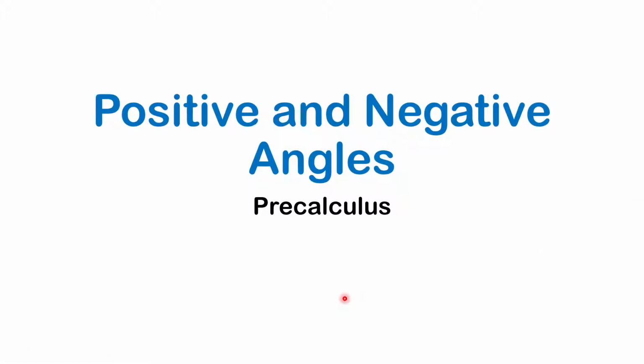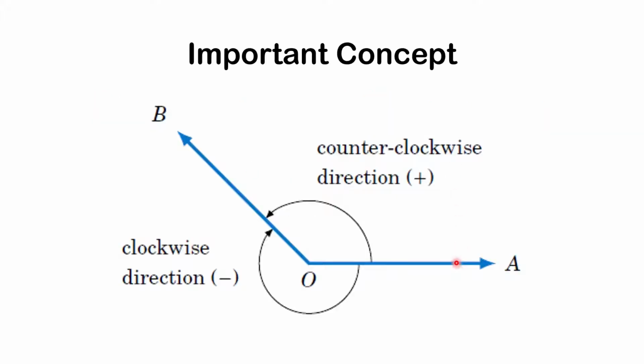For today's lesson, we are going to learn how to determine if the given angle is positive or negative. As a review, an angle is formed by rotating the initial side, this side right here, about its endpoint or the vertex. Take note that the initial side of an angle is where the rotation starts. Here, as you can see in this figure, the rotation starts right here. So therefore, this is our initial side. It is where the rotation starts.